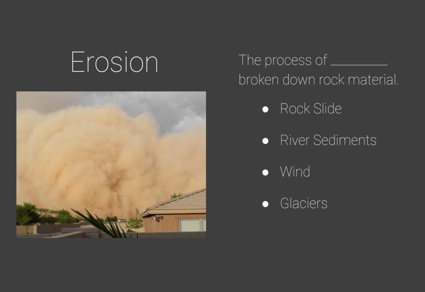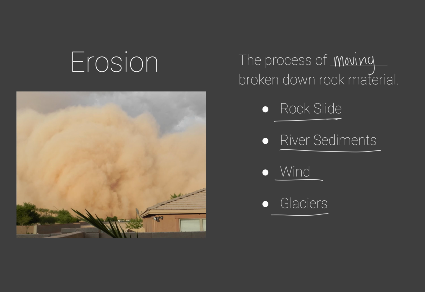The next process that I want to talk about is erosion. And erosion is the process of moving broken down rock material. So it's moving that weathered material. This can happen due to gravity, like a rock slide. Gravity causes rivers to flow, and rivers can carry sediments. We have rock slides, river sediments. Wind can carry smaller pieces of rock like sand and silt. To our left, we actually have a picture of a massive sandstorm.